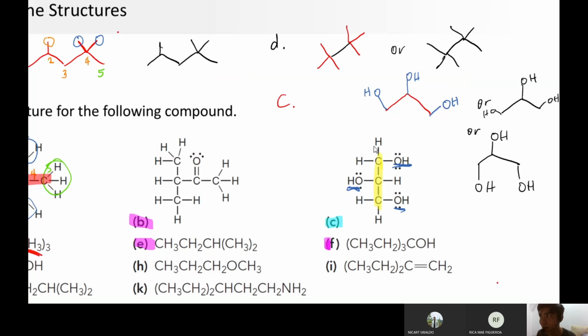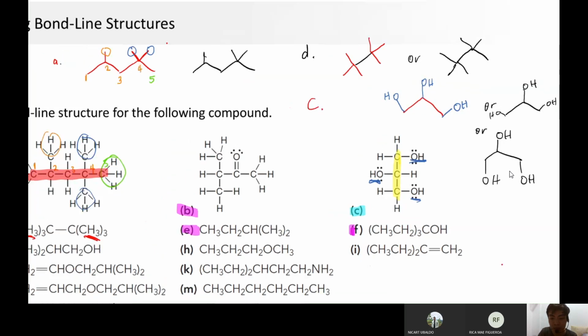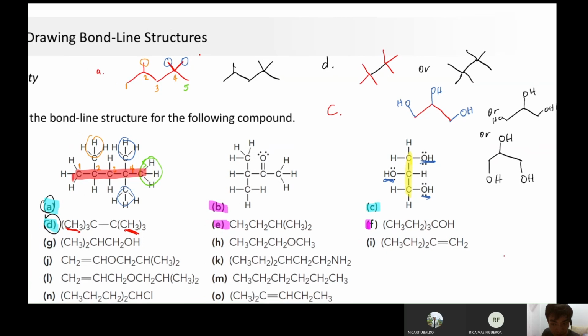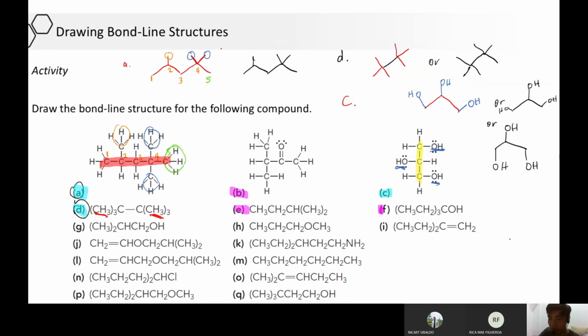yung hydrogens ng carbon pala, huwag nyo sila ipakita. Only the hydrogens of the heteroatoms, yung mga hindi carbon. So, yan. Okay, so that's how you draw the bond line structure. May question kaya? Or okay naman so far?